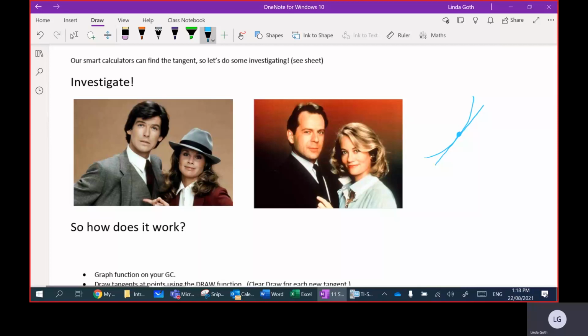So what I'm going to do now is show you how, on your graphics calculator, you can work out the equation of the tangent at any point on a particular curve, and we're going to do a bit of an investigating into what might be happening here.